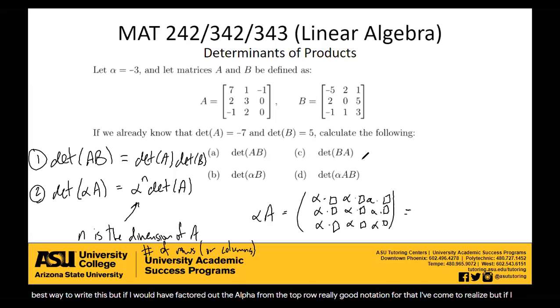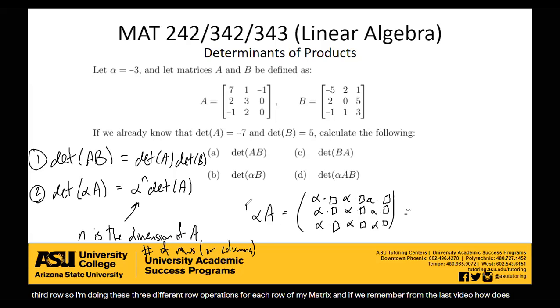But if I were to factor the alpha out from the top row, that's a row operation of multiplying alpha into the first row. And I'm also doing the row operation of multiplying alpha into the second row, and also into the third row. So I'm doing these three different row operations, one for each row of my matrix. And if we remember from the last video, how does multiplying a row by a scalar affect the determinant? Well, you multiply the determinant by that scalar.